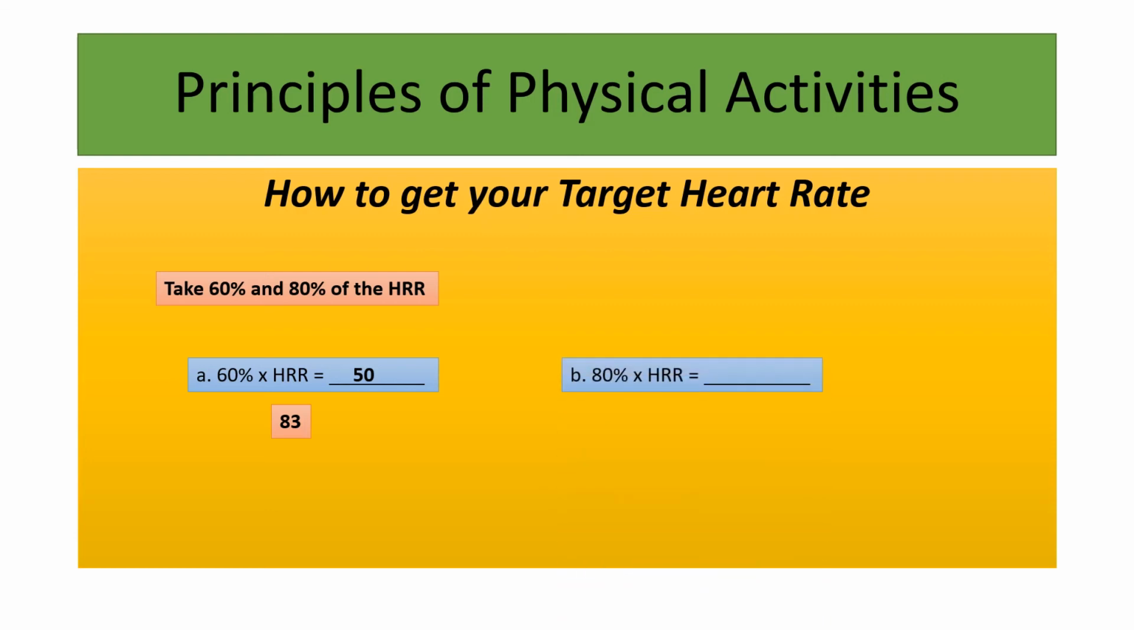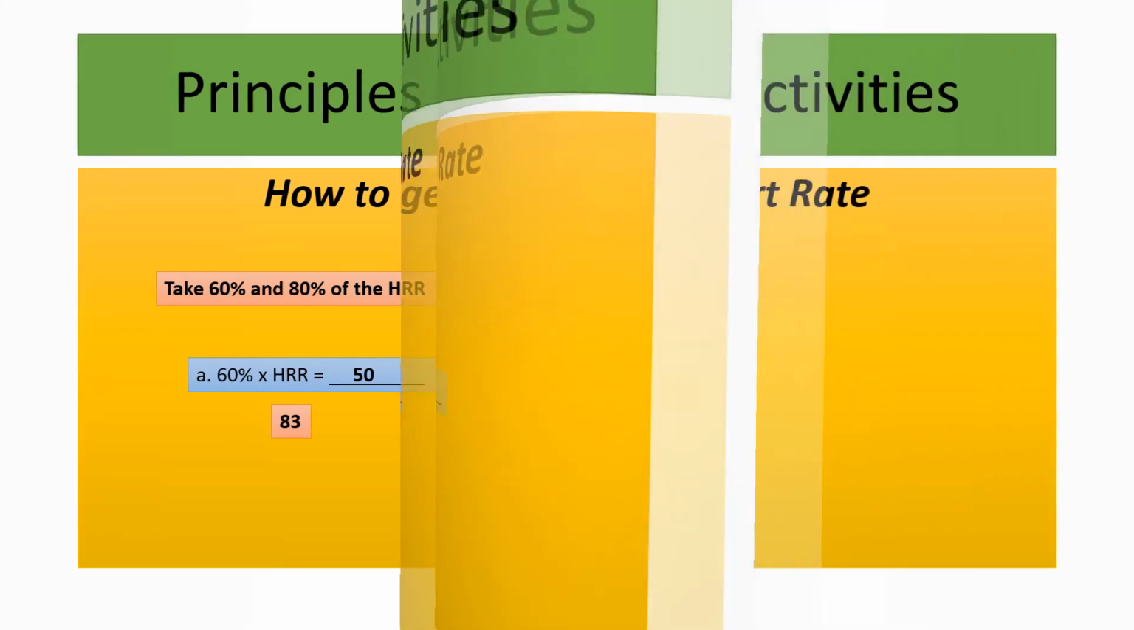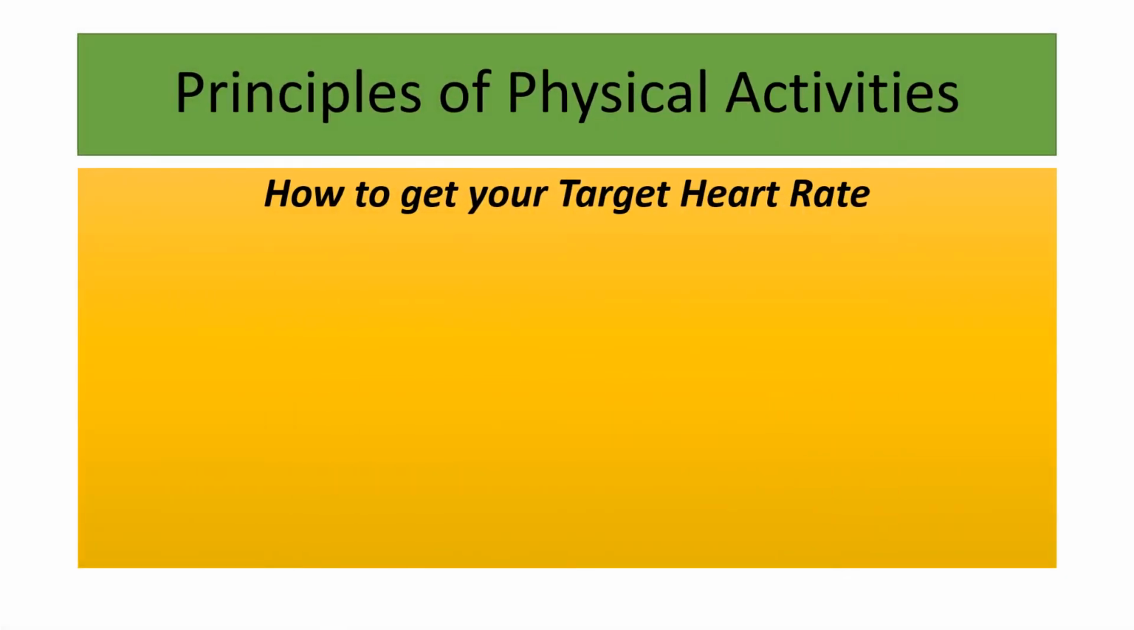How about the 80%? Same as the conversion as letter A. So that will be 0.80 multiplied by 83 will get you 66. Okay? So the last step to get your heartbeat, or the target heart rate.